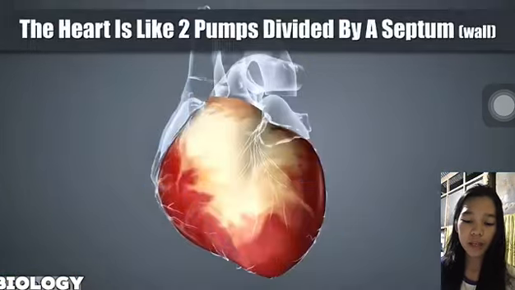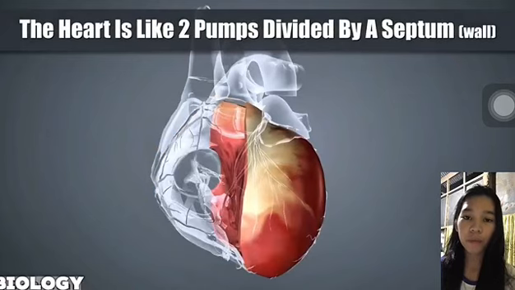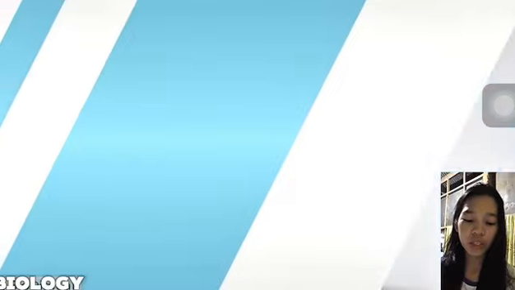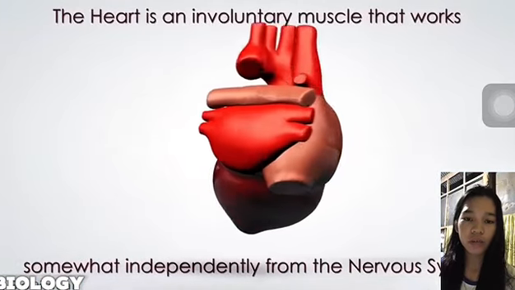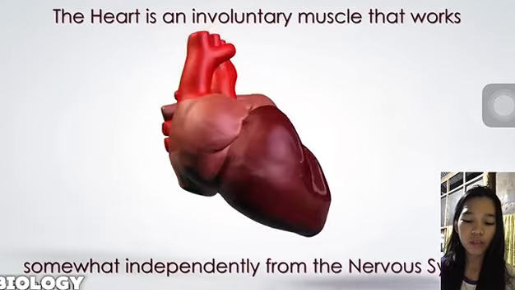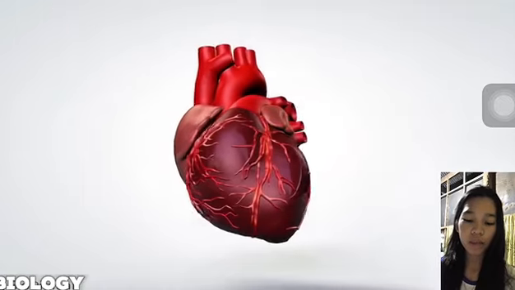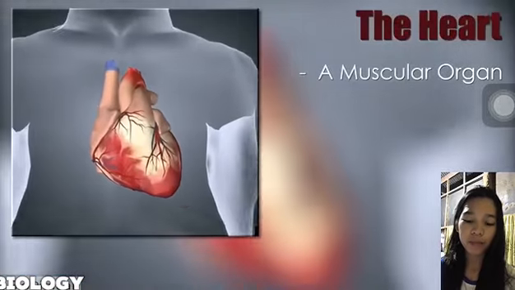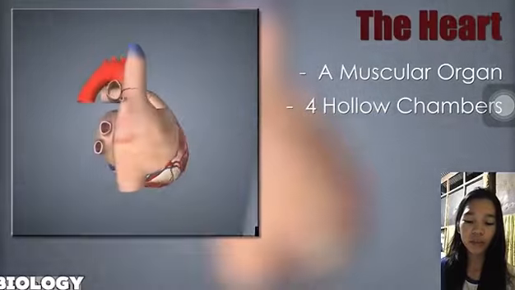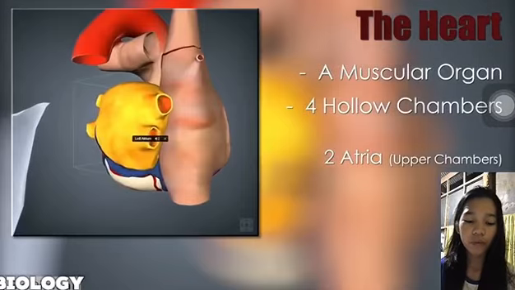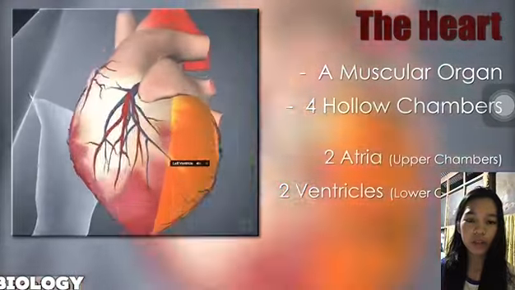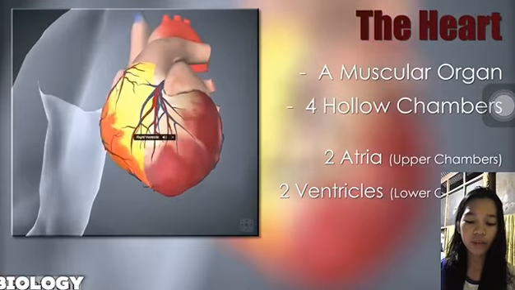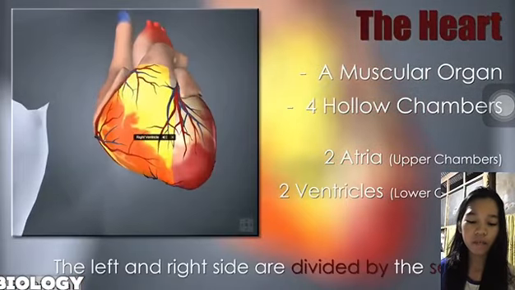It can be said that the heart is actually two pumps divided by a septum, or wall. As mentioned in the muscular system video, the heart is an involuntary muscle that works somewhat independently from the nervous system. The heart is a muscular organ with four hollow chambers, two atria and two ventricles, which are the lower chambers. The left and the right side of the heart are divided by the septum.